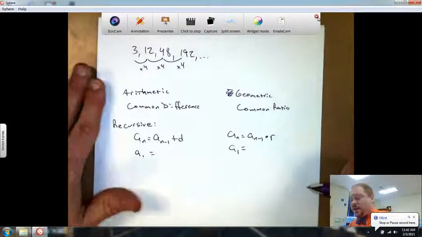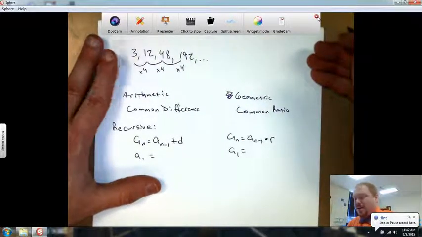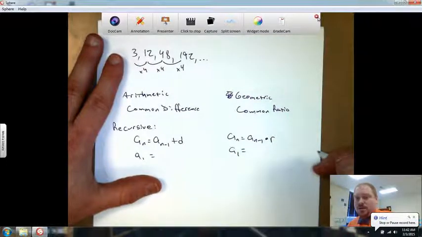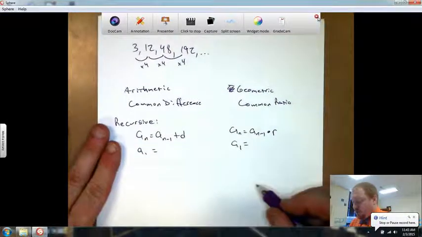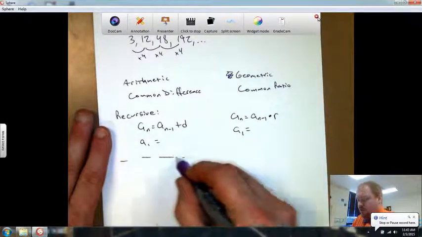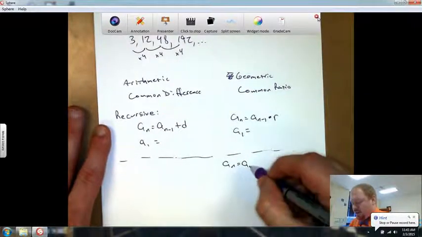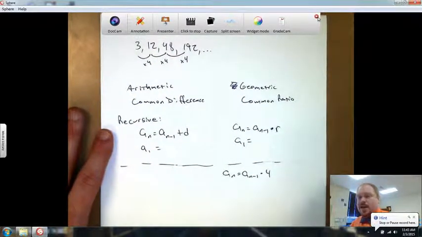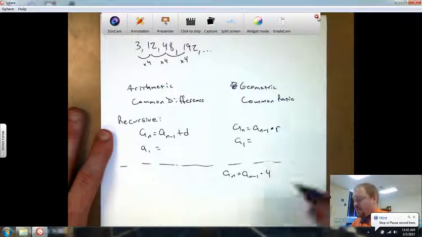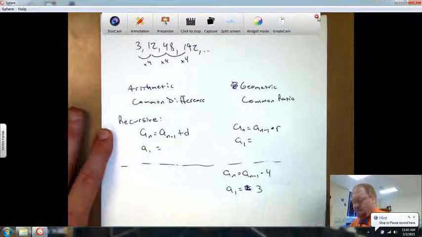Now, this is not arithmetic, so don't think we can write an arithmetic rule for it. But because it's geometric, we can write a rule for it using recursive rules. So, the recursive rule for this one would be a sub n equals a sub n minus 1 times 4. And again, I need to tell it what that first number is, and that first number is 3.